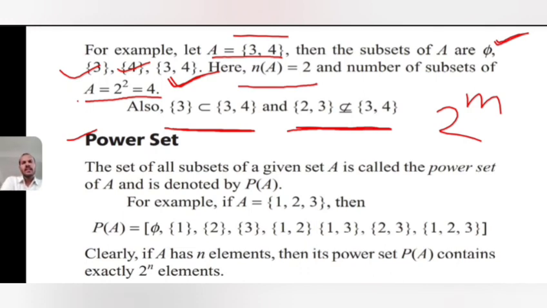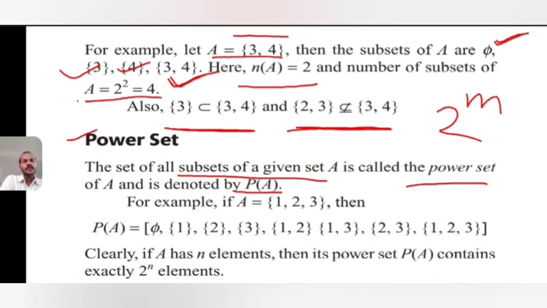The set of all subsets of a given set A is called the power set. What we are saying here is, all subsets of a given set A is called the power set of A and is denoted by P(A), right?